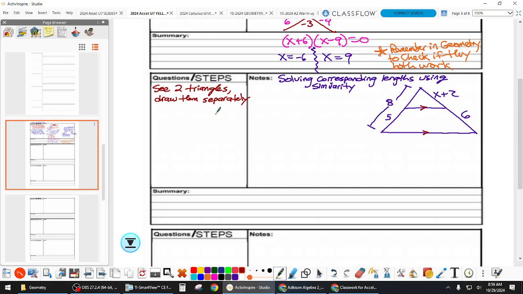What do you mean? I'd draw them, instead of having one embedded in the other, draw them out as two triangles. Did we do something similar to this before? Yeah, we had overlapping triangles when we did congruence, and I suggested drawing them separately there.